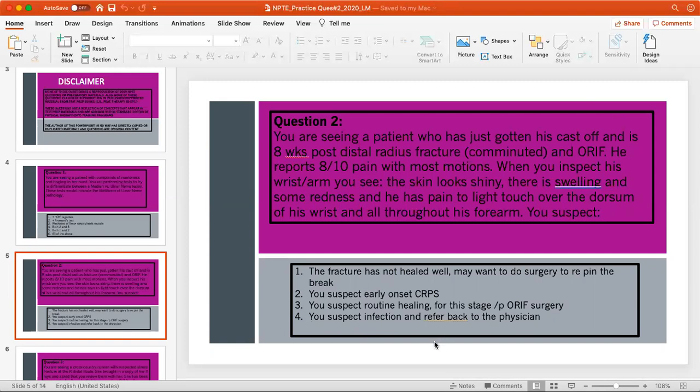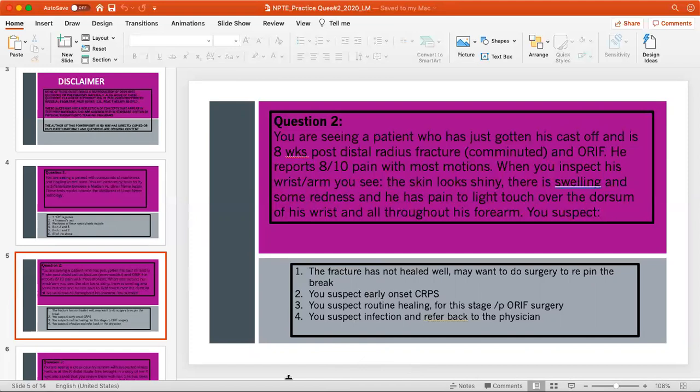I would say that's not routine. Okay, so you're ruling out number 3. Mm-hmm. And what might indicate for you infection? What are some signs and symptoms of infection? Like that redness and like heat to the area.